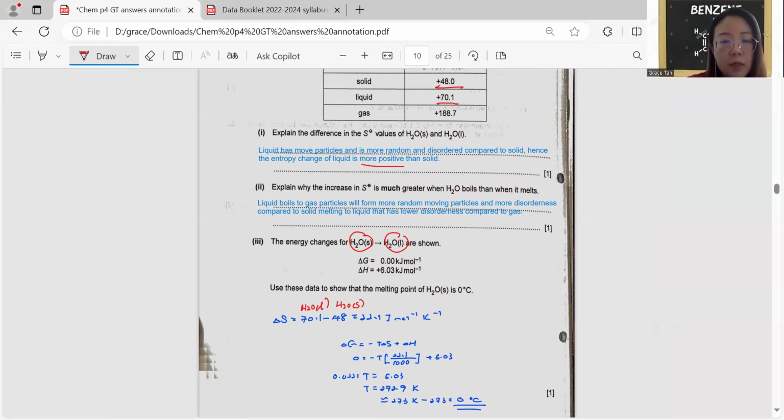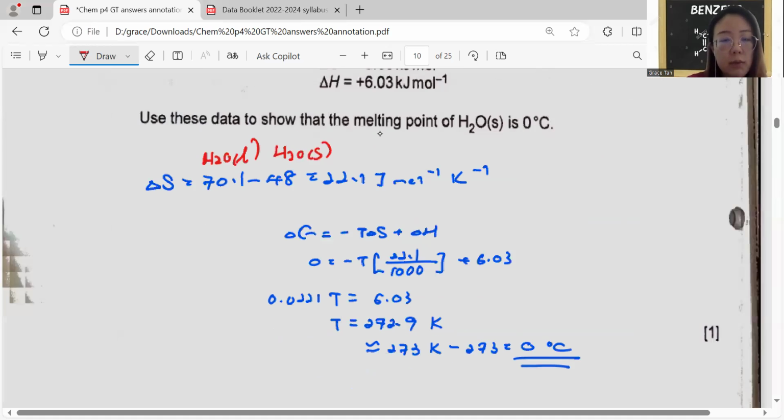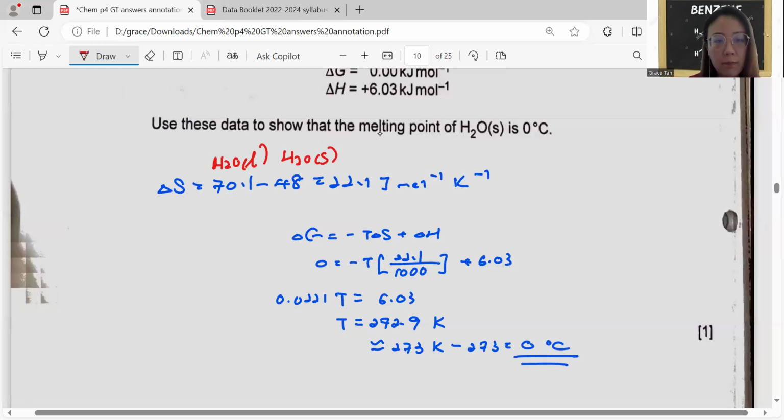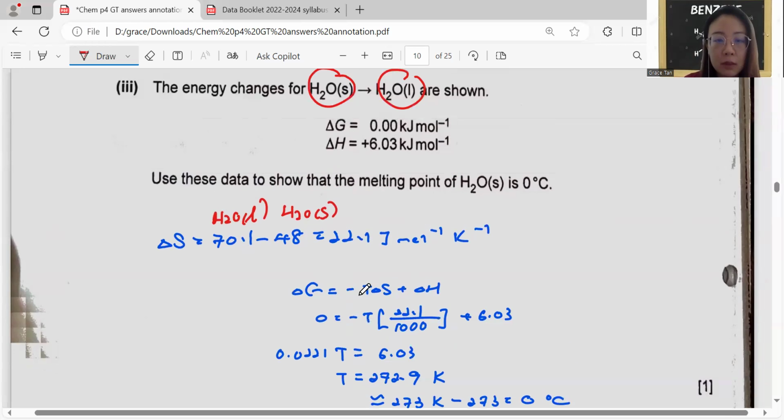Then you put into the formula. Delta G equals minus T delta S plus delta H. At equilibrium, delta G is 0. Anyhow, if you don't know, the question already told you it is 0. Then you put the number in. Again, entropy, please convert to kilojoule per mole.